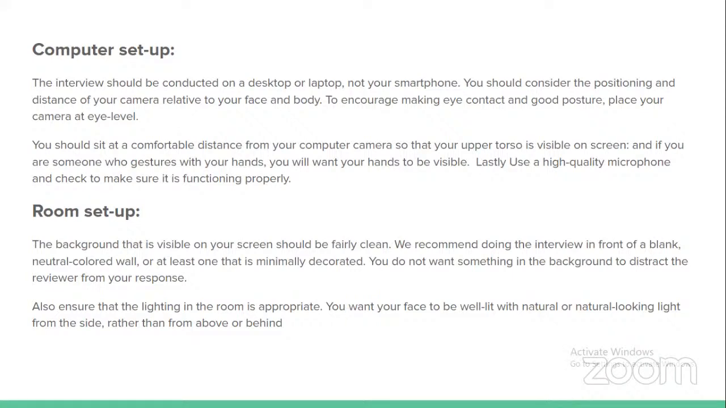The room setup: the background that is visible on the screen should be fairly clean. We recommend doing the interview in front of a blank, neutral colored wall, or at least one that is minimally decorated. You don't want anything in the background to distract the reviewer from your response. Also ensure the lighting of the room is appropriate. You want your face to be well lit with natural looking light that's coming from the sides rather than from above or behind.